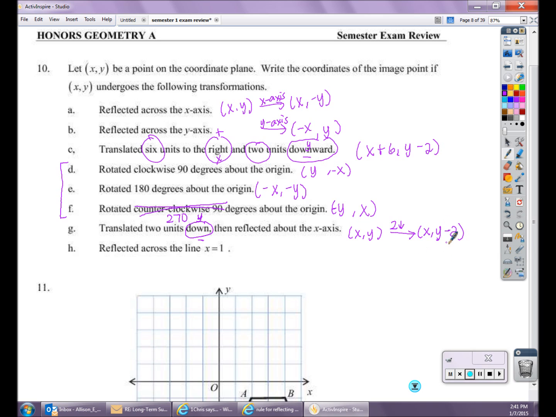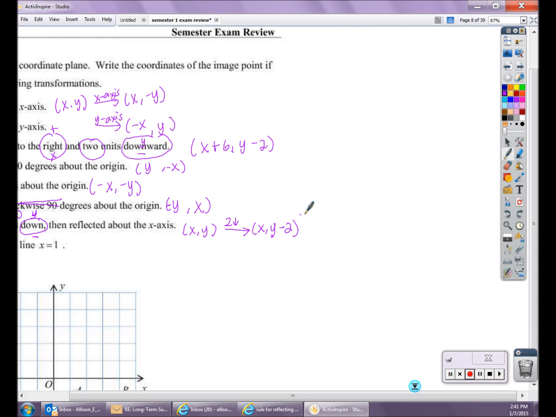Okay, and then you're going to take this one and reflect it across the x-axis. So when you take this and you reflect it across the x-axis, remember that the x stays the same, and these become opposites. So this positive y becomes a negative y, and this negative 2 becomes a positive 2. Trying to trick you there.